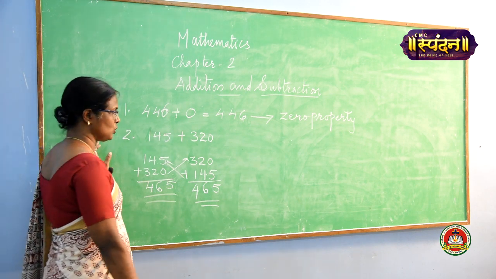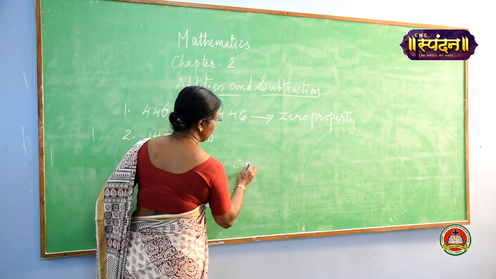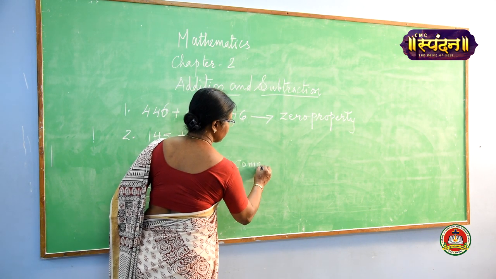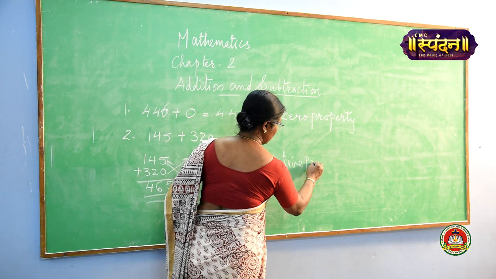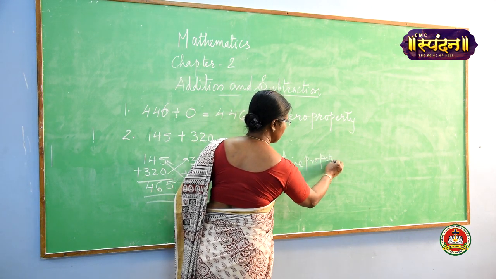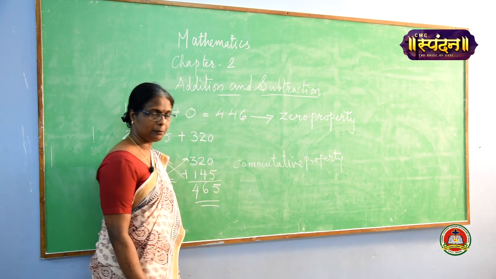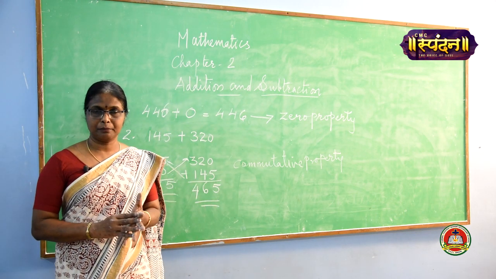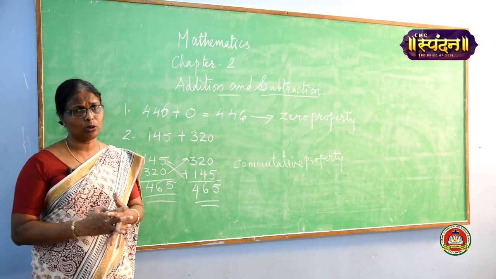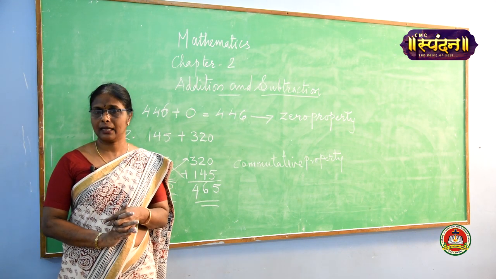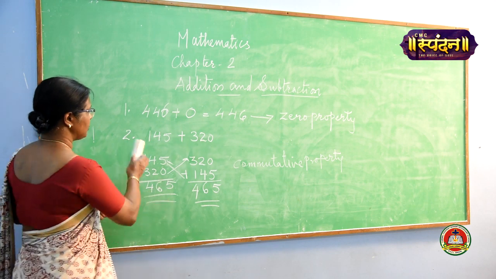This property is also called commutative property. That means if 2 or more numbers are added in any order, the result remains the same. We see the next fact.